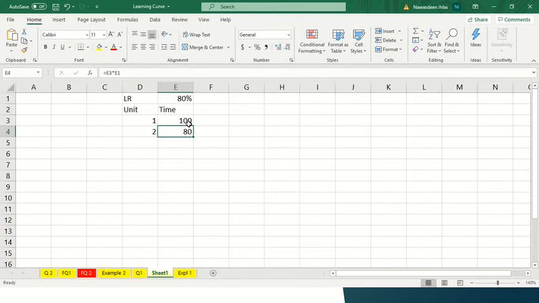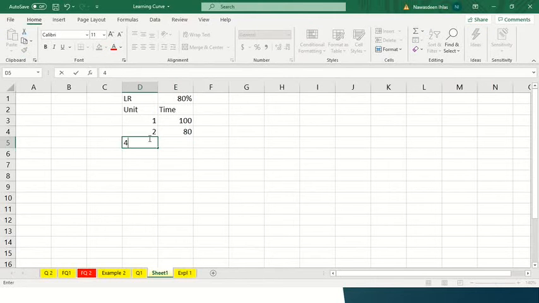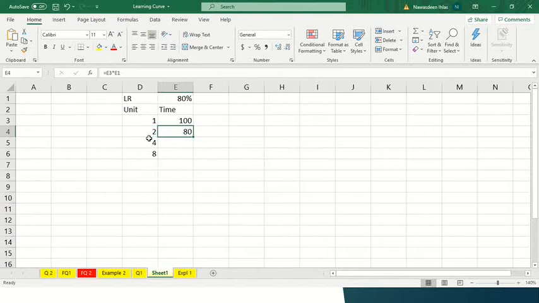80 minutes. So here output is getting doubled. So here you can see output is getting doubled. So here 1, then 2, 4, 8, which means our output is getting doubled, which means we can apply the tabular approach. Here in tabular approach we are saying there are two assumptions. The learning rate should be a constant percentage and our output should get doubled.